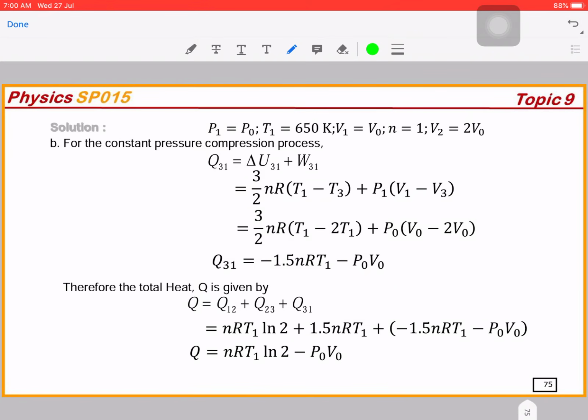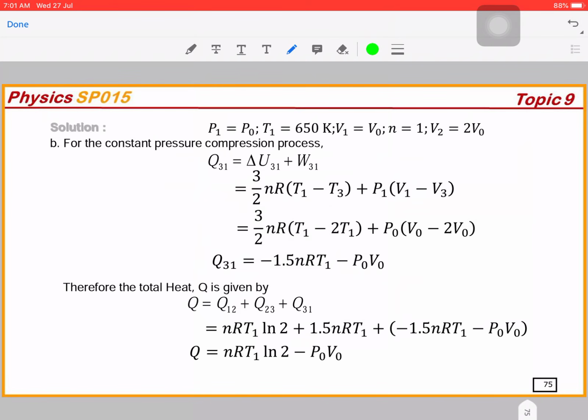For the constant pressure compression, okay, Q31, delta U is equal to W. Okay, in this case, both value adalah. So 3 over 2 nRT, T1 minus T3, plus P1, V1 minus V3. Okay, just substitute the values yang ini awak dapat tadi. So awak akan dapat Q31 is equal to negative 1.5 nRT1 minus POVO.